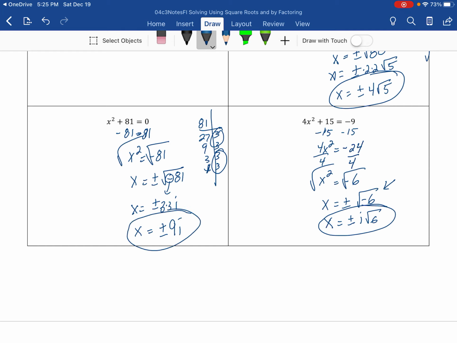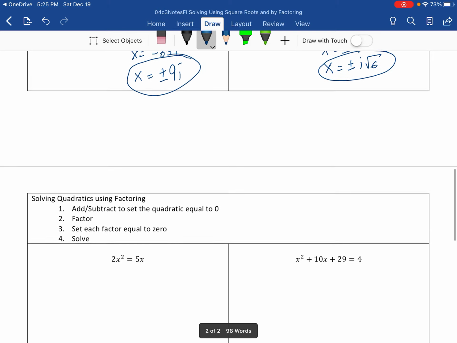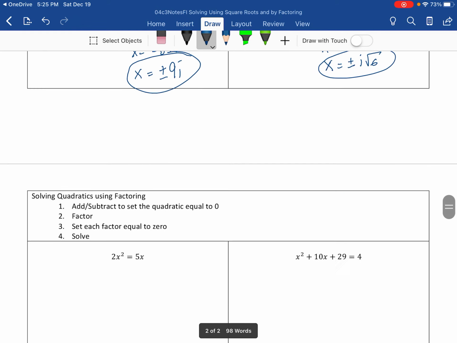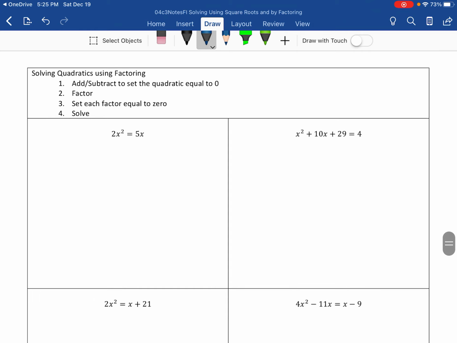But those of you that know the shortcut, your answer here would just be 9i. So don't forget the i if there's a negative underneath your radical. Okay.